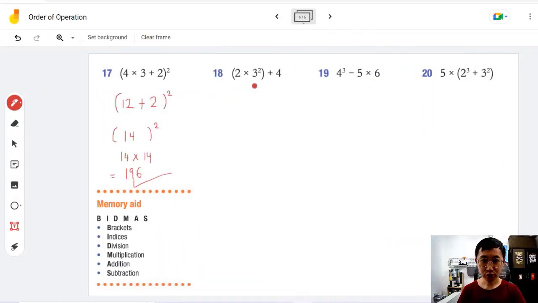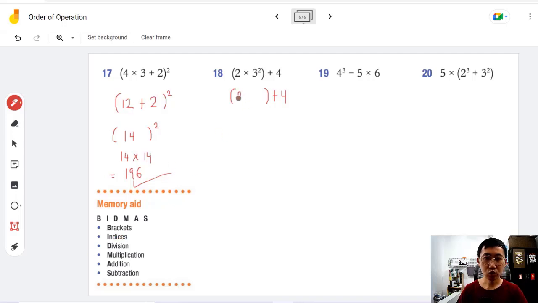Question 18, so we are going to do the bracket first followed by the plus. I want you to just keep copying the bracket and this plus 4, just keep bringing the working downwards. Teacher can see inside the bracket there's a multiply and a power, indices, right? You need to do the powers first.